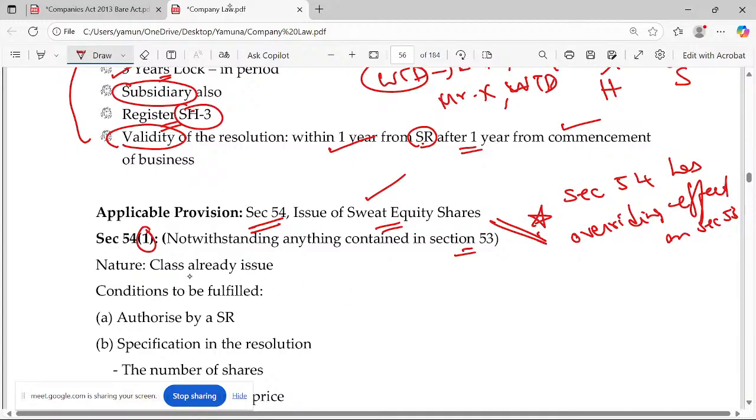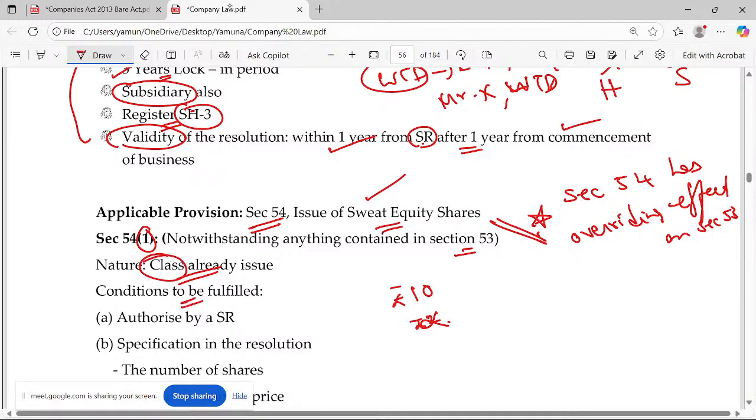Regarding the issue of shares, you cannot issue a new class of share, but only a class which has already been issued. So if you have already issued 10 rupees face value shares, yes, you can issue. But if you have not yet issued 2 rupees face value shares, then you cannot now issue them as sweat equity shares. So it should be a class already issued.